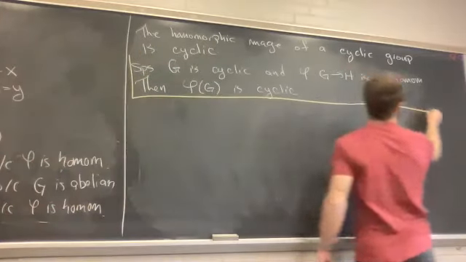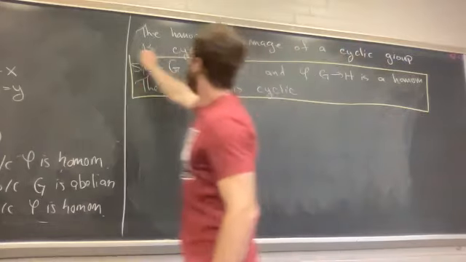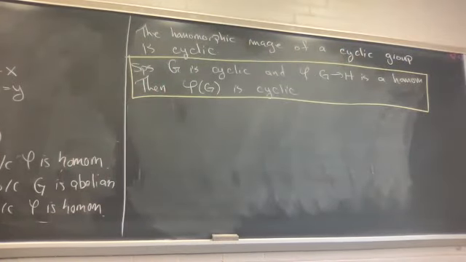So I'll box that in yellow. Okay, so let's look at the proof of this. Another thing, maybe you could have the image of a non-cyclic group being cyclic, which we actually saw.